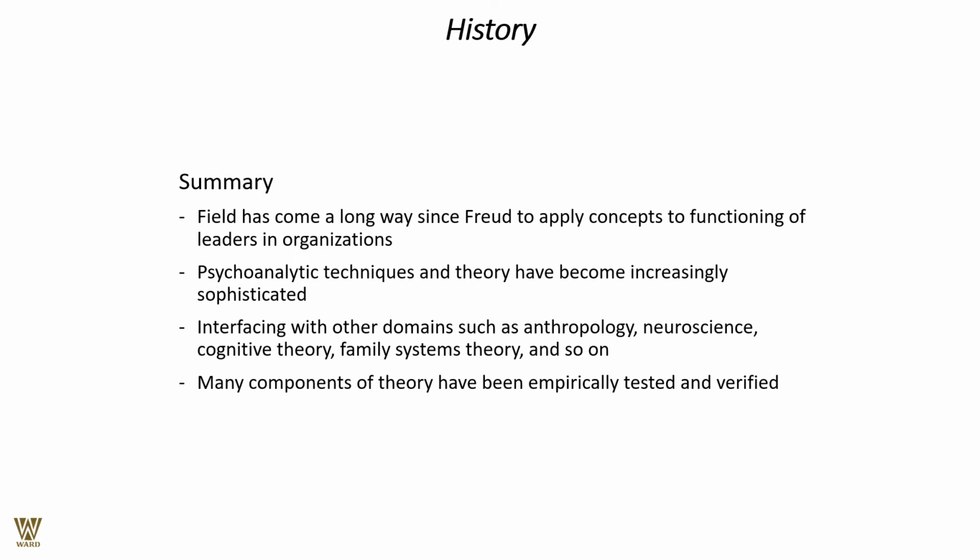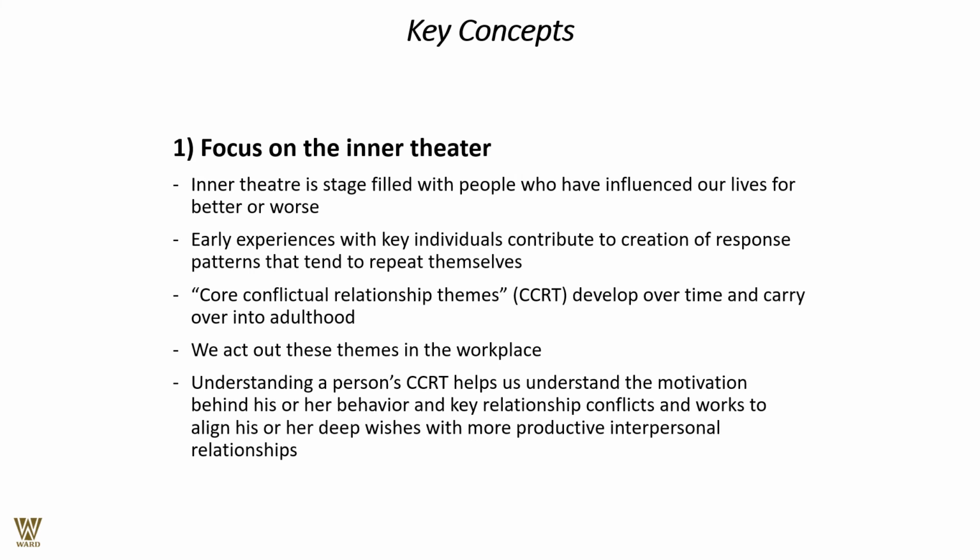Interacting with other domains such as anthropology, neuroscience, cognitive theory, and family system theory is all about it. It tells whether the heredity of the person and what was the upbringing of the person, which will relate to his future behavior status. Many components of the theory have been empirically tested and possibly verified.